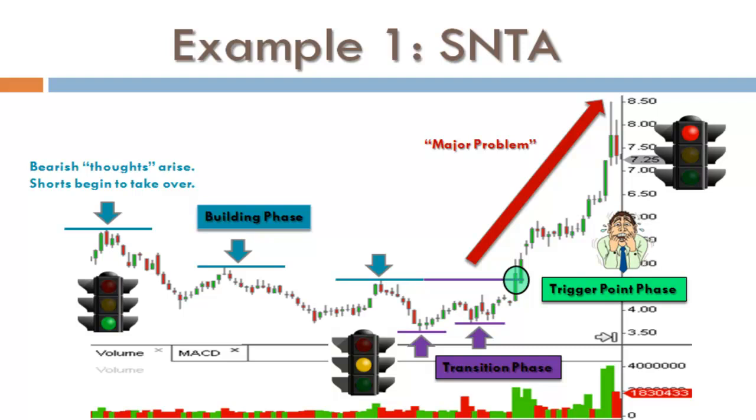Details will come later. With this example here, you can see that right here is where the chart topped out. Bearish thoughts, whatever those thoughts are, who cares? But the point is, shorts begin to come in. The environment turned bearish, so that gave the shorts the green light. Hey, this is a great short. And you can see here with these lower highs, the stock drifted downwards. So this is the building phase, with shorts taking place.